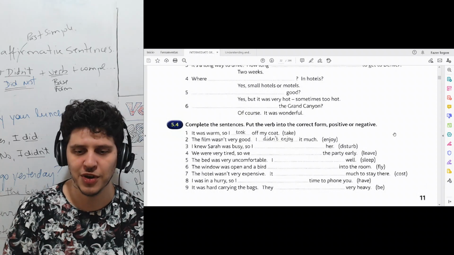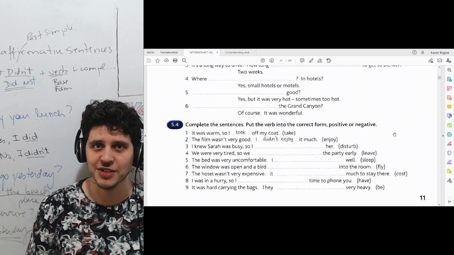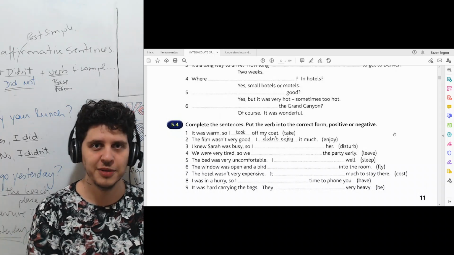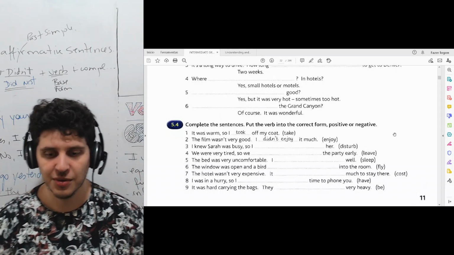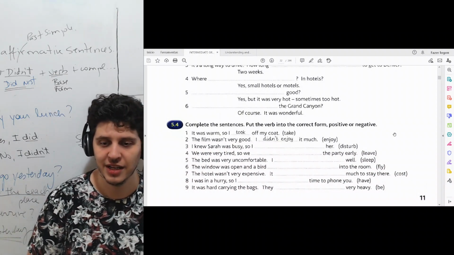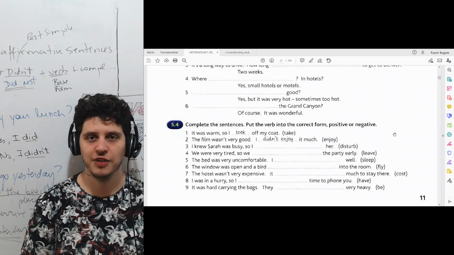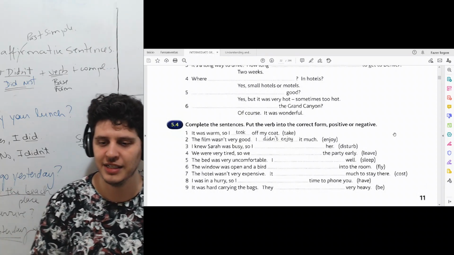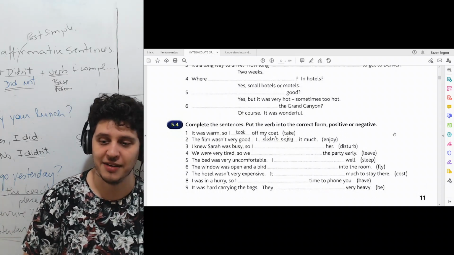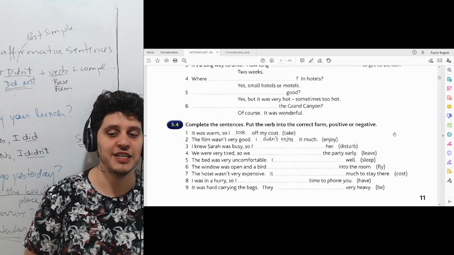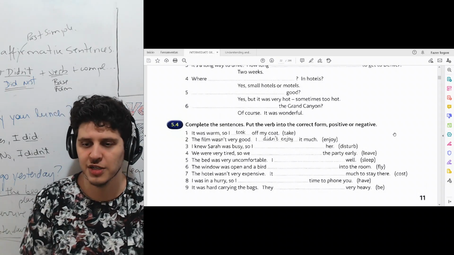5, the bed was very uncomfortable. I didn't sleep well. Makes sense, right? The bed was uncomfortable and you didn't sleep well. Number 6, the window was open and a bird flew into the room. Fly in the present, flew in the past. F-L-E-W. 7, the hotel wasn't very expensive. It didn't cost much to stay there. If it wasn't expensive, it didn't cost much.